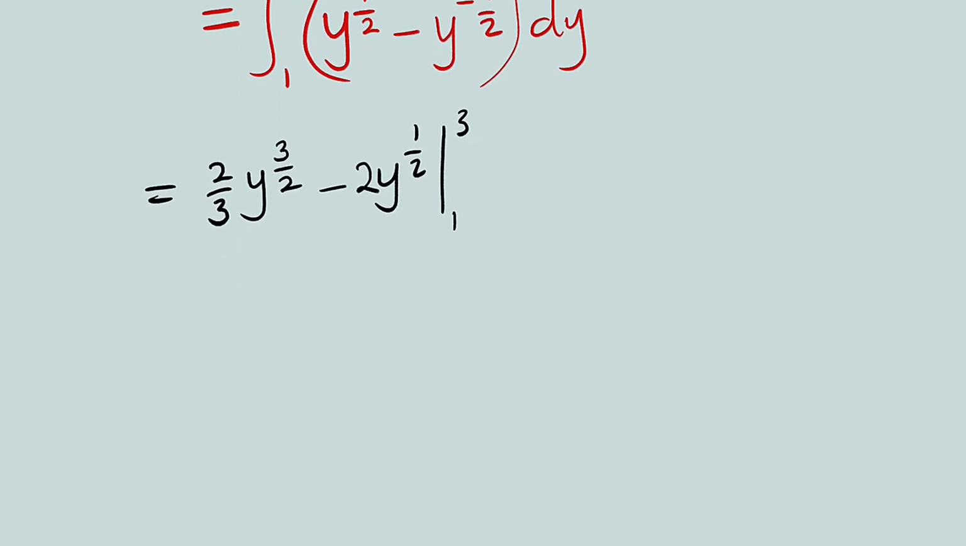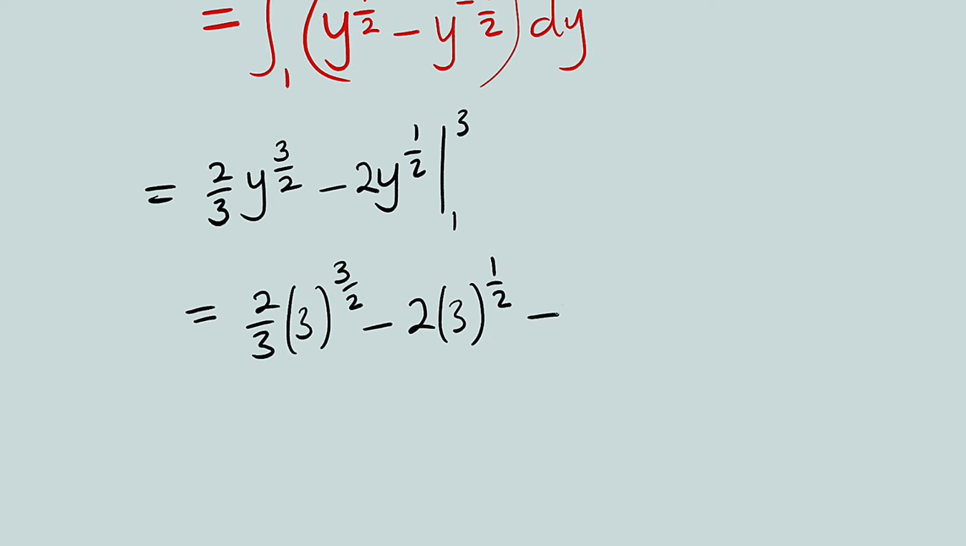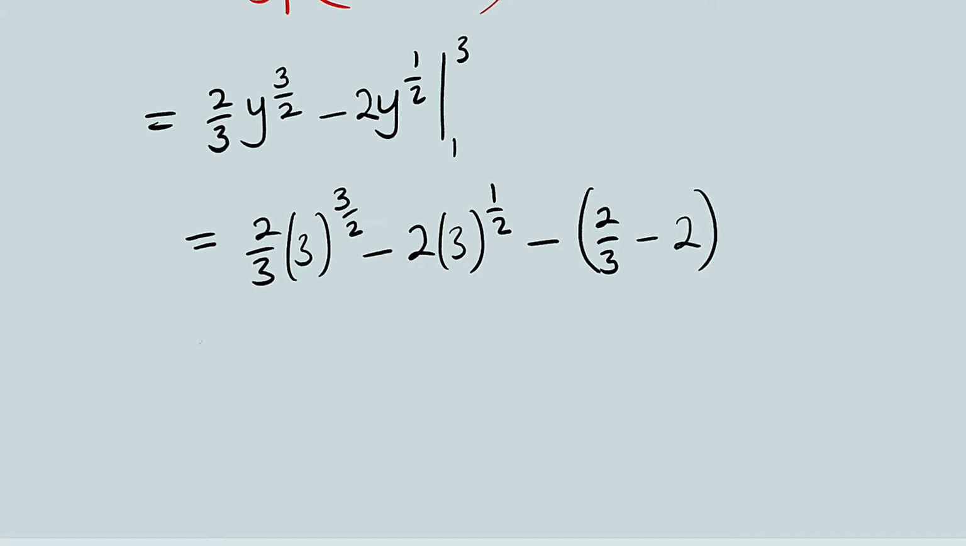So now let us substitute our boundary. This is equal to 2 over 3. When y is 3, we have 3 to the power of 3 over 2, then minus 2 times 3 to the power of 1 over 2. Then you subtract and take the lower bound. When y is 1, the whole of this will go, leaving only the coefficients. We have 2 over 3 minus 2.